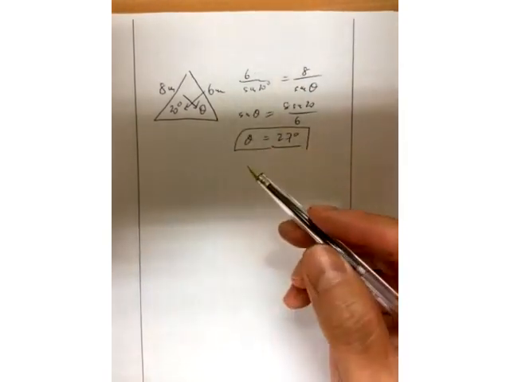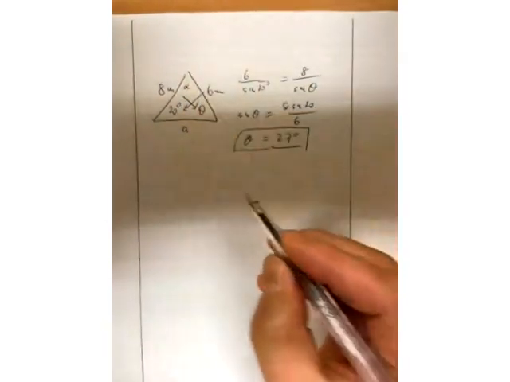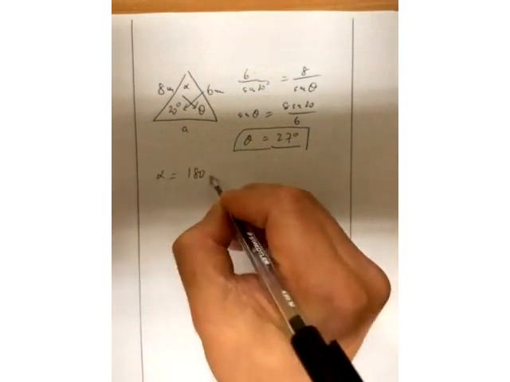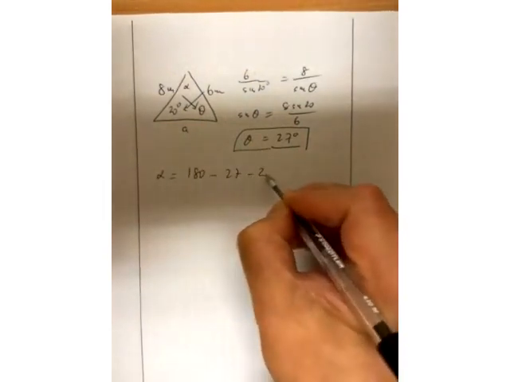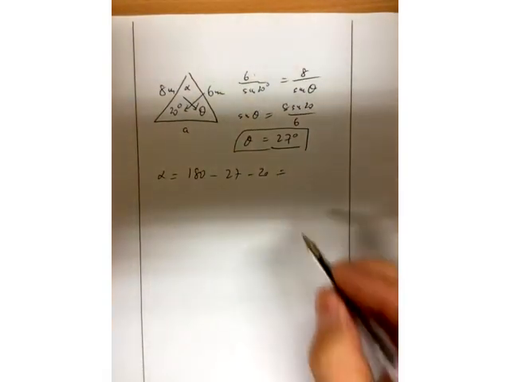Now, how are you going to find A? Well, A was here. So that means you have to find this alpha. Alpha is 180 degrees minus 27 degrees minus 20 degrees. If I do that right, I would get 133 degrees.